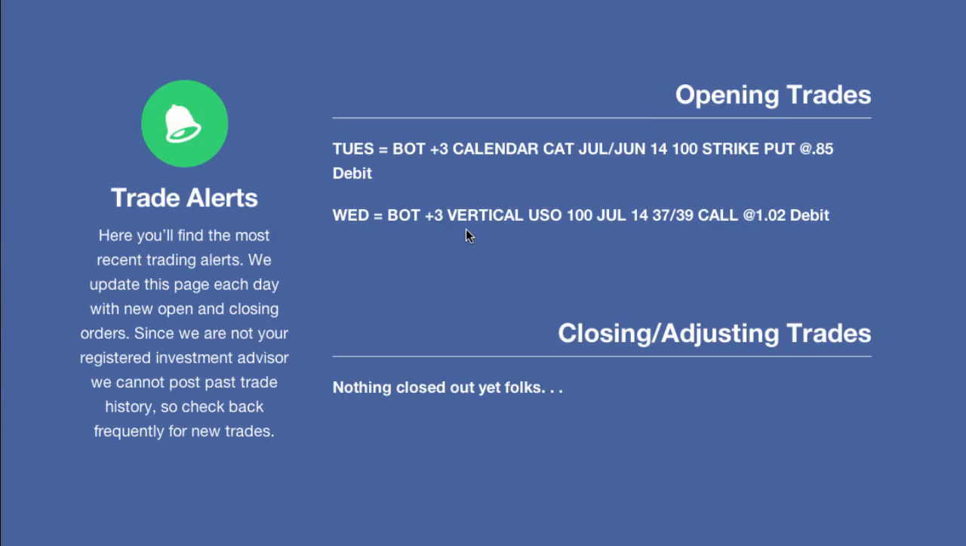And the way that we like to trade calendars is we like to trade them a little bit out of the money, and we do trade them on both the call and the put side. So we have a call calendar going on Facebook right now that we entered a couple days ago. And now we entered yesterday on Tuesday a put calendar in CAT.